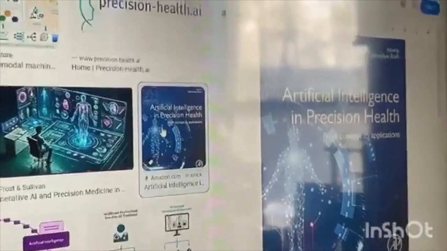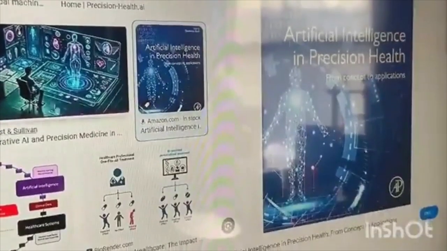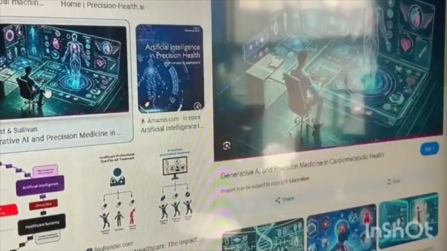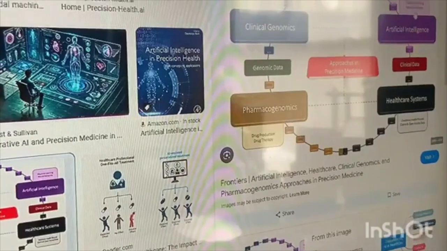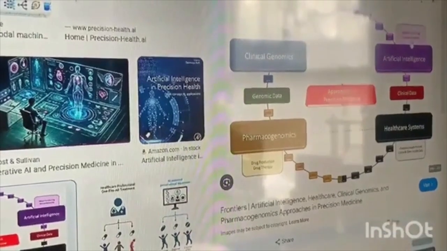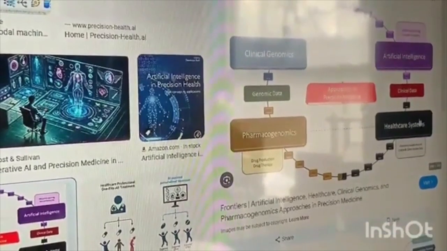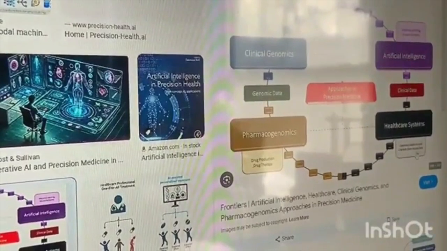This is just a basic search. Here's a book on Amazon: Generative AI in precision medicine in cardiometabolic health. Approaches in precision medicine, clinical genomics, pharmacogenomics, AI with machine learning and neural networks. Excuse me. There we go. And your healthcare systems with electronic health record claims and open access data.